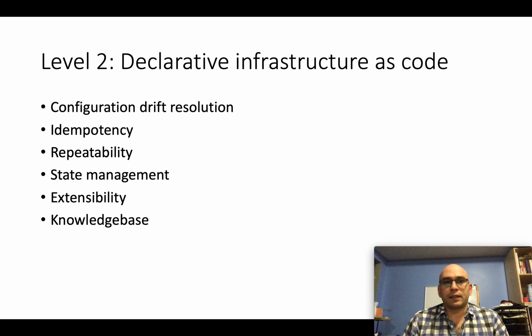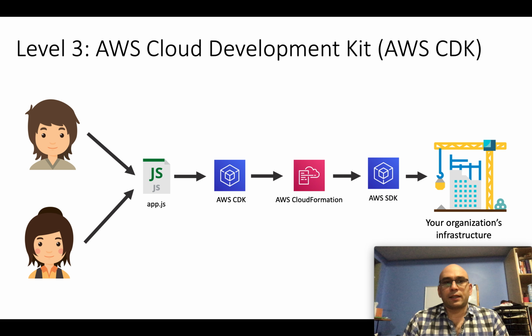State management, Terraform and CloudFormation make sure that it understands where your resources are at that moment. Extensibility, you can always extend the functionality of those services, and the knowledge base. Those two services have been around for a while. So it's definitely something to consider when you are looking for a declarative way of creating AWS resources. But in my opinion, there's even a better way. And that way is the AWS CDK way.